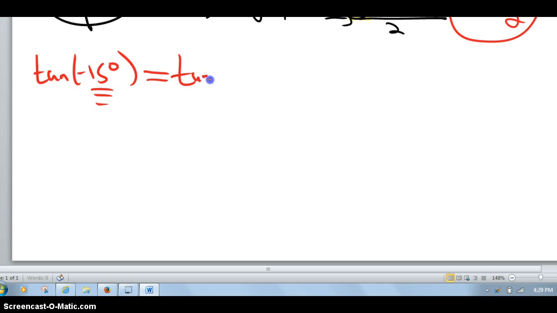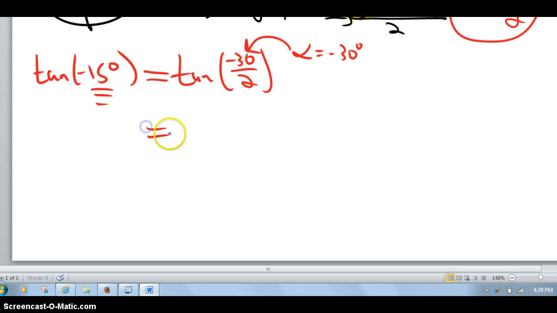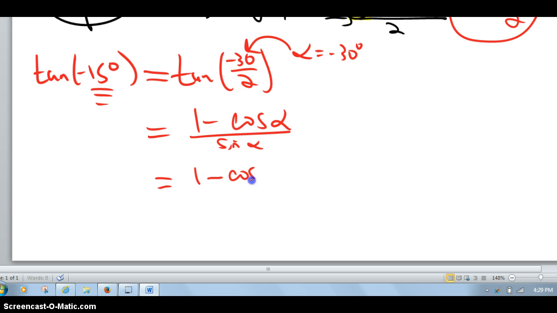And I know that might seem confusing, but when you look over here and you write it this way, you can see that this is half of an angle. So in this case, my alpha is actually a negative 30 degrees. All right. So the nice thing about tangent is, remember, as long as you do your angles right in here, you don't have to worry about the sign. The sign at the end is going to be exactly what it's supposed to be. So I get 1 minus cosine of negative 30 degrees all over sine of negative 30 degrees.